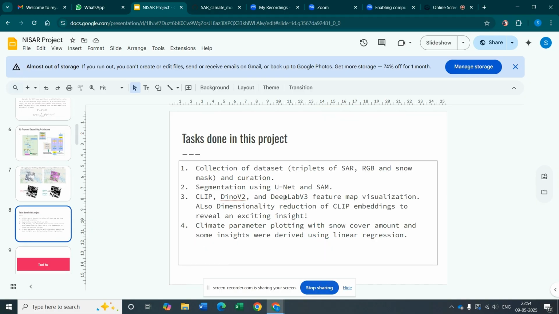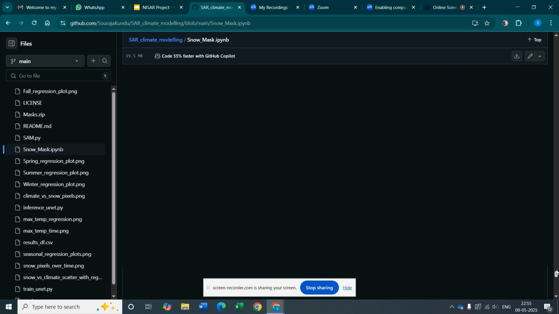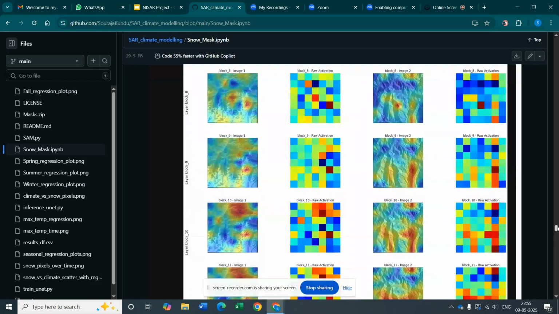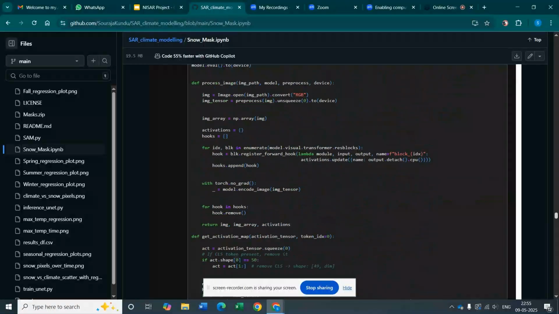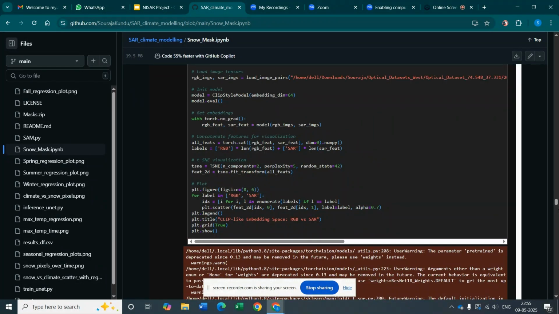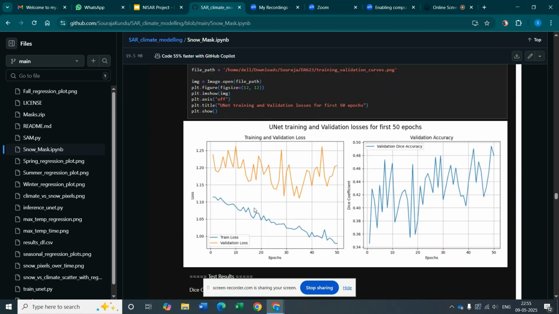So after the collection of the dataset, I proceeded to segment the images, and for segmentation I used U-Net and also the Segment Anything Model. I trained the U-Net from scratch, but the accuracy was not very good, because over the epochs the training loss was gradually decreasing, but the validation loss was only slightly decreasing. Therefore I can conclude that there is actually overfitting.